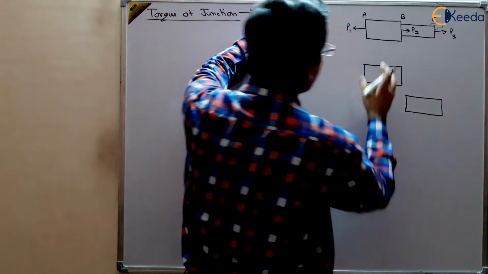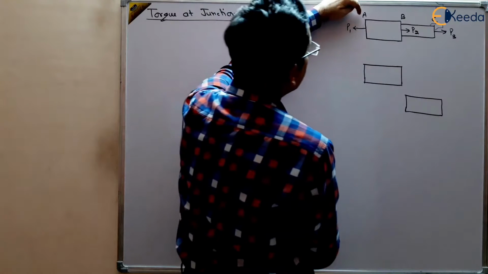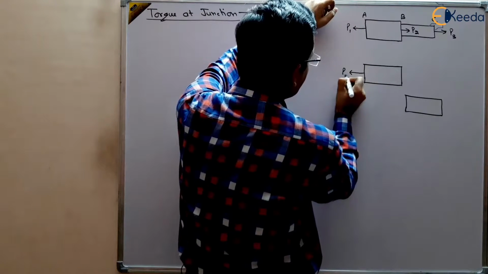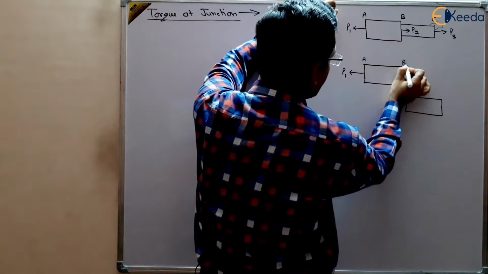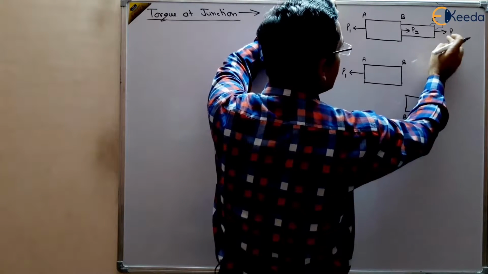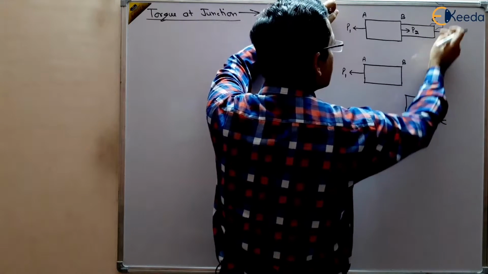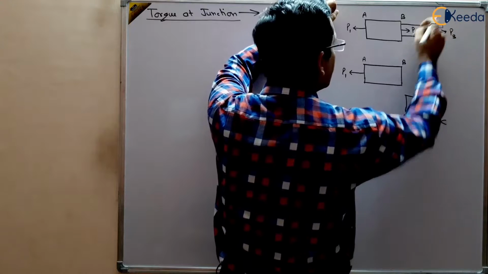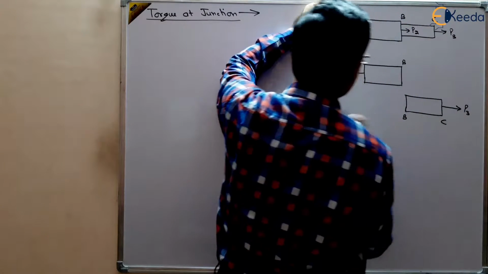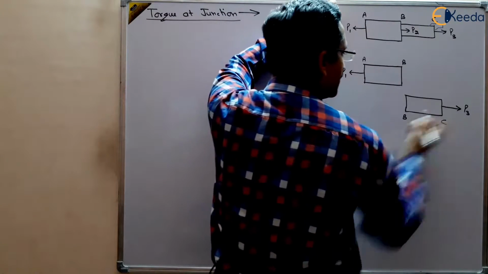So we have divided. At A there is only P1 force, so there would be only P1 force in this part. Just for reminding purpose I am doing here. And at C part there is P3, and C part is not common to any other part, so there will always be P3. So P1 here, P3 here, right?